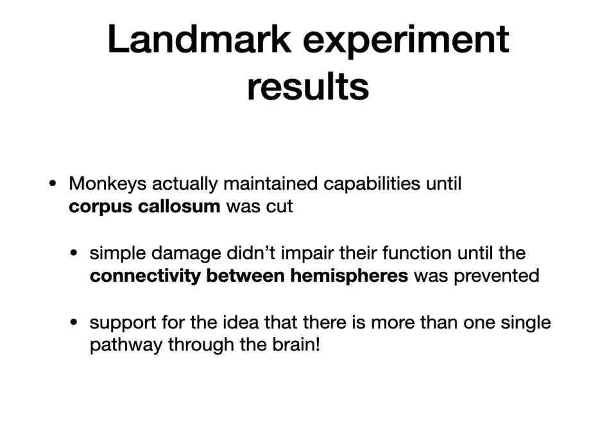The wild thing, the very interesting thing here, is that the monkeys actually maintained their capability of solving the landmark task until the corpus callosum was cut. So the basic damage to the other areas didn't actually cease all function, right? The thought is they were able to compensate because they still had the corpus callosum intact. So the simple damage did not impair the function until they couldn't talk across hemispheres.